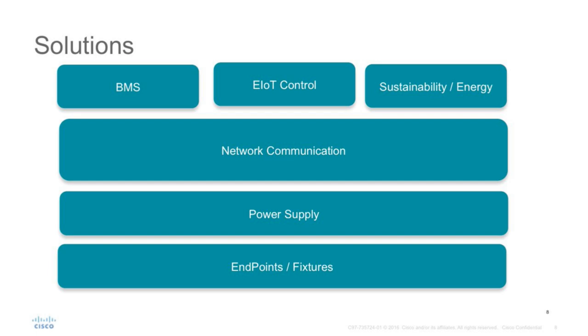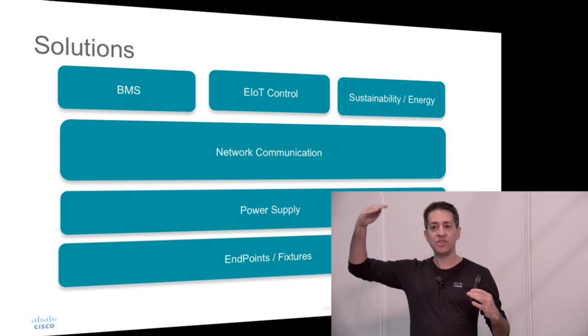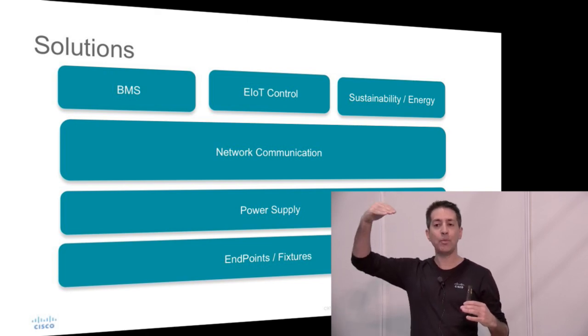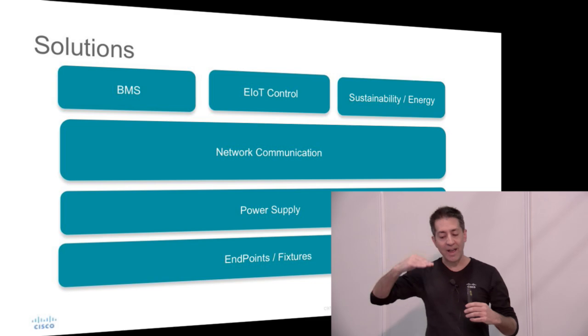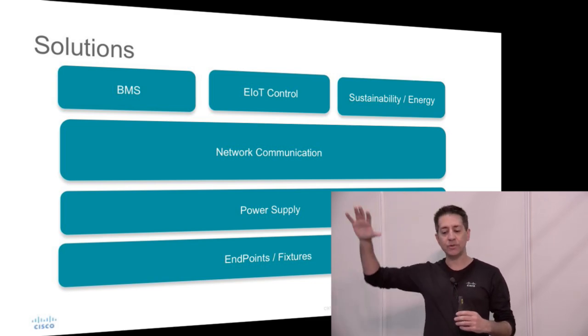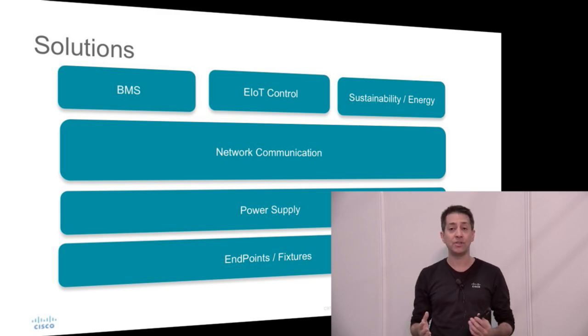So what I'm showing here is that you naturally have endpoints at the bottom. You say, okay, all the endpoints in my ceiling and all my buildings, they're going to need some sort of a power supply. This is the generic architecture for this. They need a power supply. After that, they're going to need network communication. Once you have endpoints that are being powered, that have network communication, you're going to have a natural tendency to say, well, I'm going to have applications on top of that.